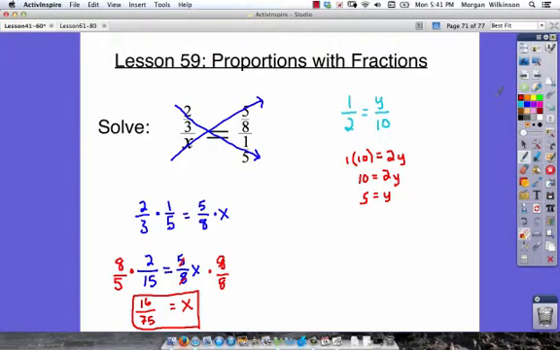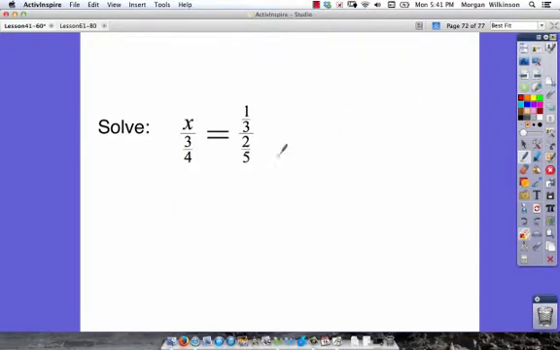Let's look at another example. Here we have x over 3/4 is equal to 1/3 divided by 2/5. So let's use those cross products. We're going to multiply across first, and we're going to get 3/4 times 1/3. That's going to be equal to our other cross product of 2/5 times x. And remember, a fraction or a number touching a variable always means multiplication.